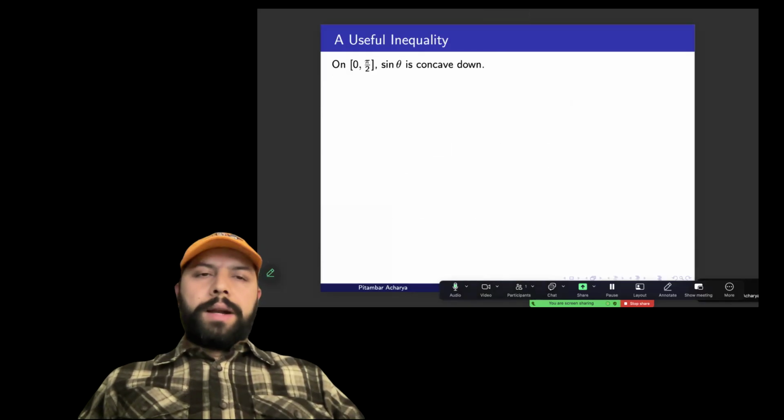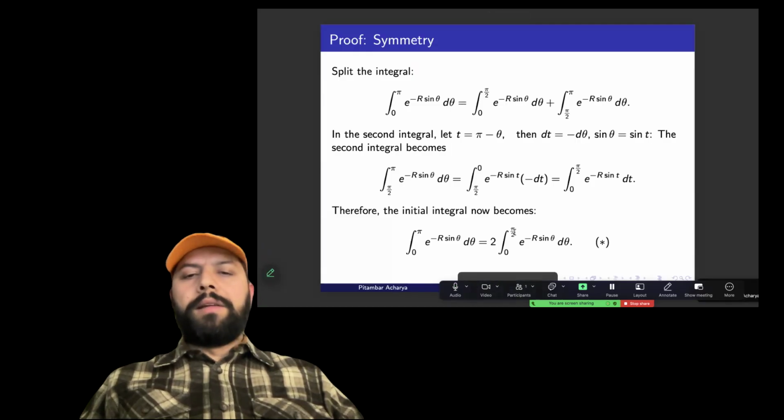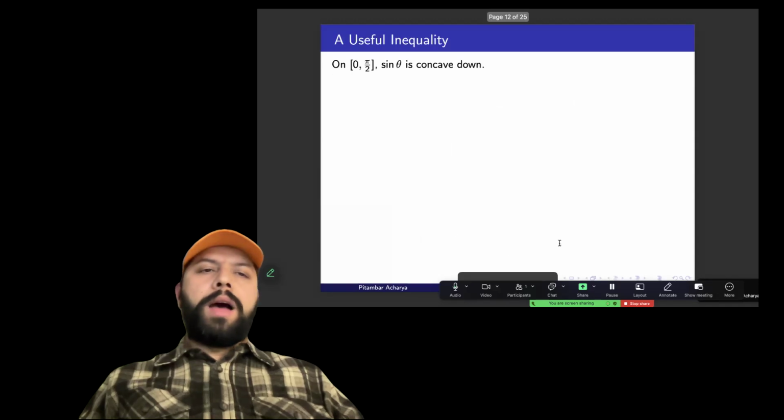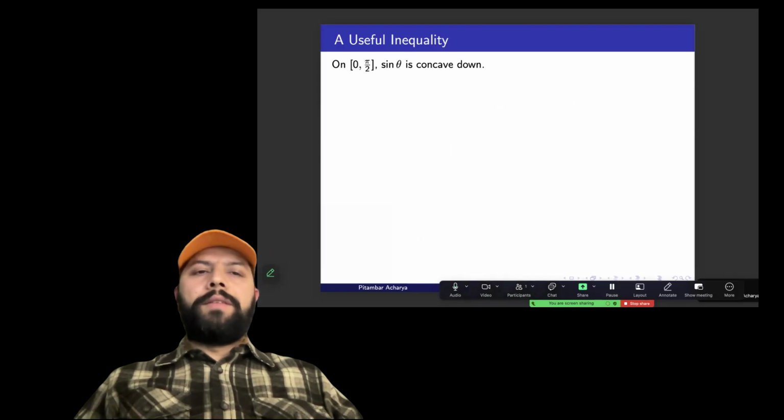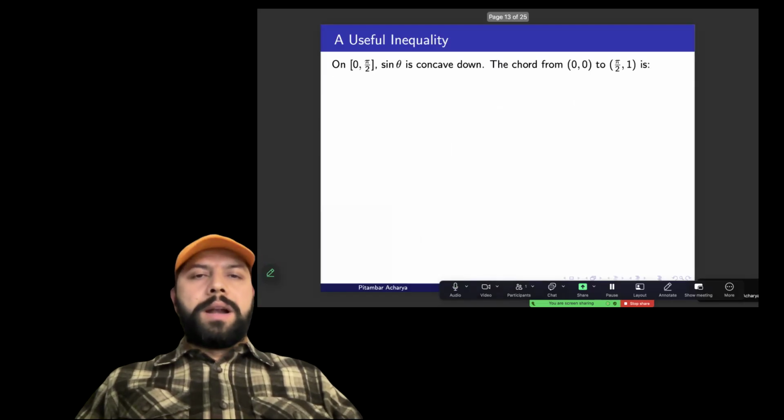So we have a useful inequality to find the integral here, 0 to pi over 2 e to the negative r sine theta d theta. Let's go to this inequality first. So take the closed interval from 0 to pi over 2. And in this interval, sine theta is concave down. Sine theta is concave down because the derivative of sine theta is cosine theta, and the second derivative of sine theta will be negative sine theta, which is negative. That's why sine theta is concave down.